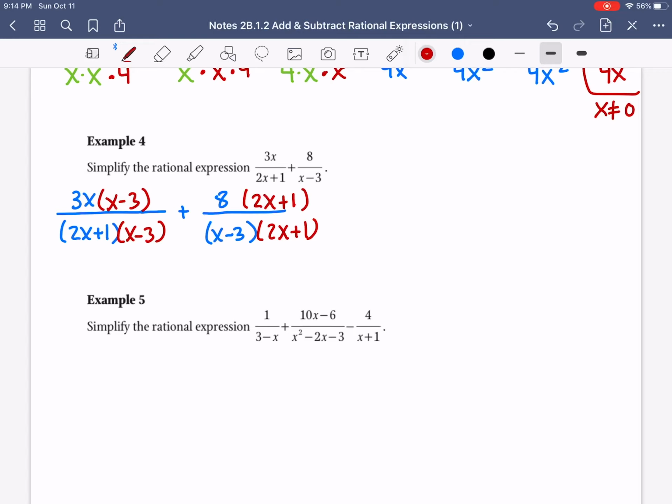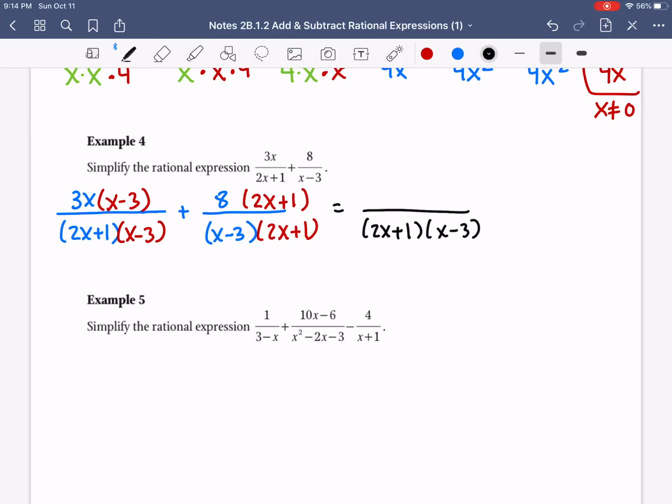Okay, so now we should notice, hopefully, that our denominators are both the same. I'm not even going to multiply them out. They both have an x minus 3, and they both have a 2x plus 1. So they're exactly the same. I'm just going to leave that denominator as that. I'm not even going to multiply it out. I'm just going to leave it as 2x plus 1 times x minus 3.